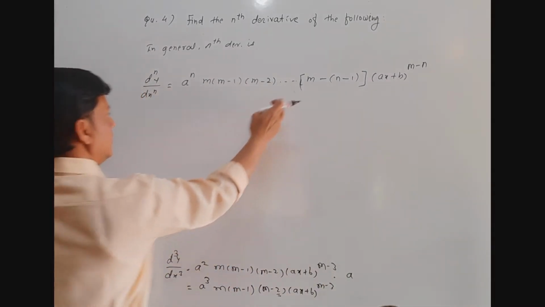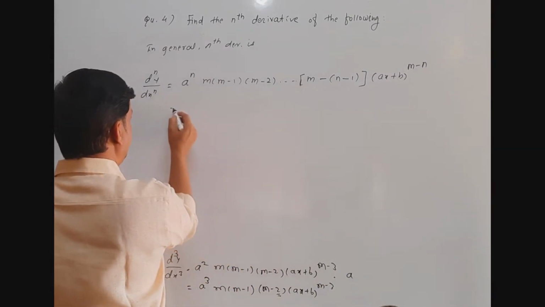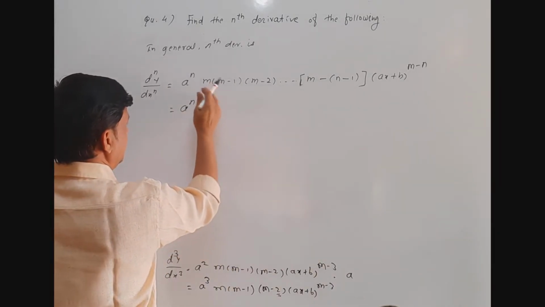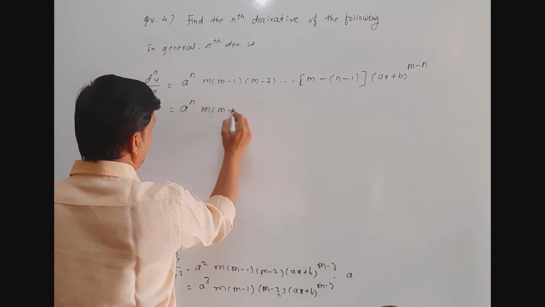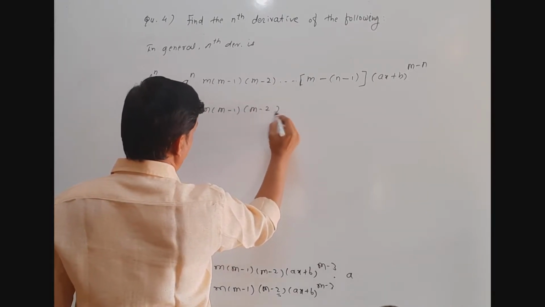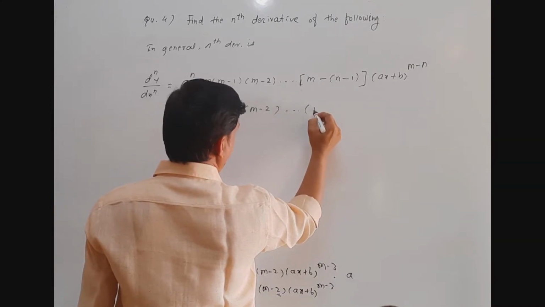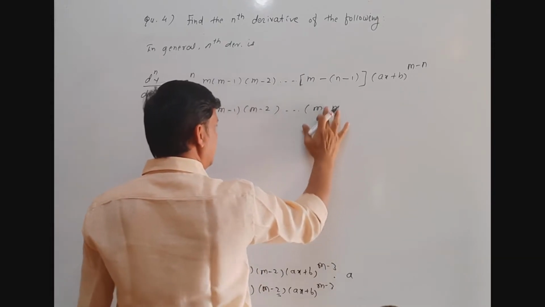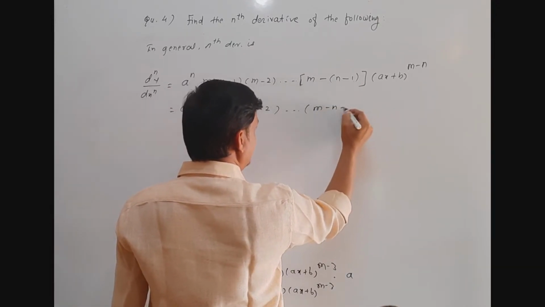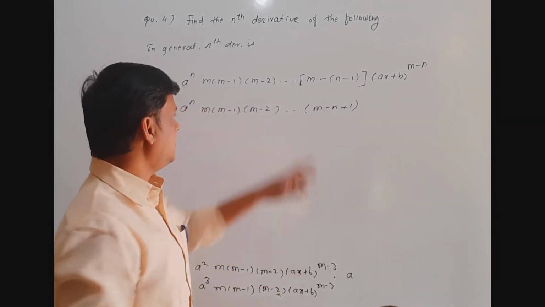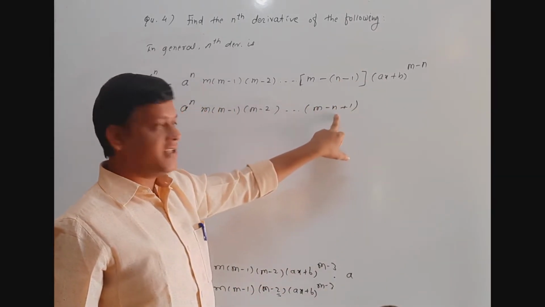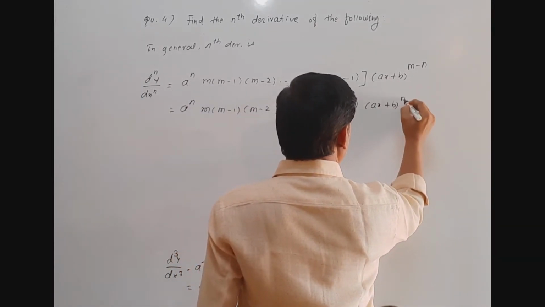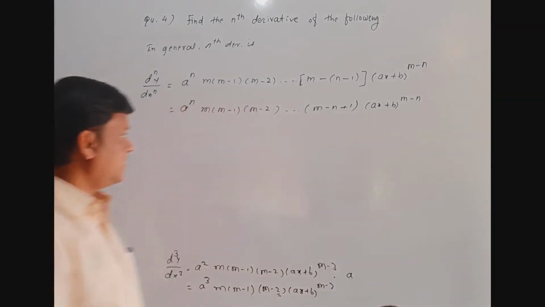So if you multiply by minus sign, you can write this in this bracket in this way. So first write these terms m into m minus 1, m minus 2 and so on. Here we get m minus n, minus minus plus 1. So you can write this m minus n minus minus 1 as m minus n plus 1 and this (ax + b) raised to the power m minus n as it is.